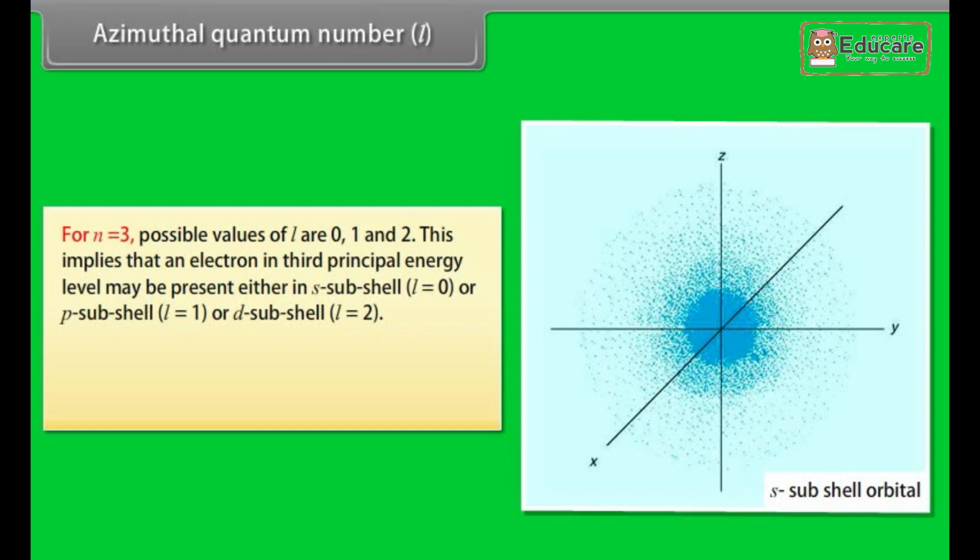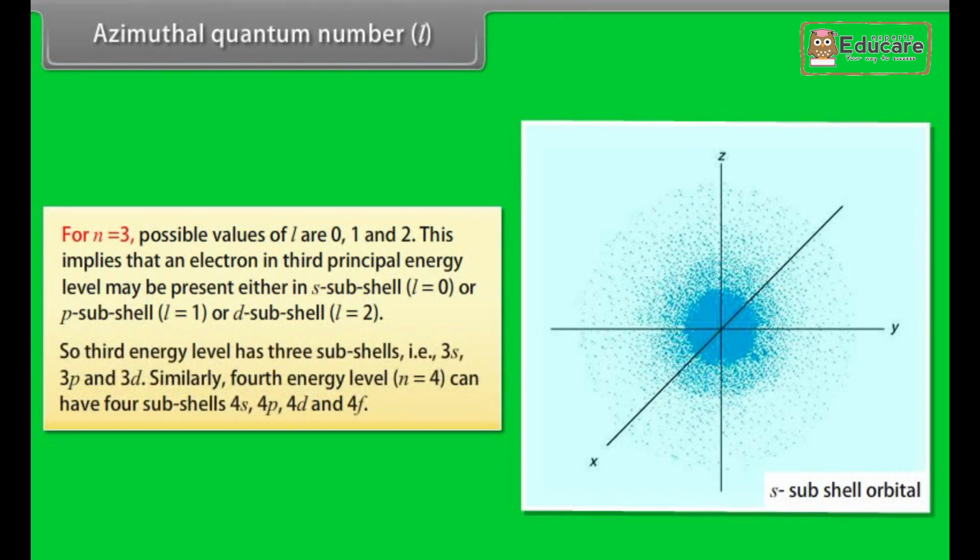This implies that an electron in the third principal energy level may be present either in the s subshell (l = 0), or the p subshell (l = 1), or the d subshell (l = 2). So, the third energy level has three subshells, that is 3s, 3p and 3d. Similarly, the fourth energy level, n = 4, can have four subshells: 4s, 4p, 4d and 4f.